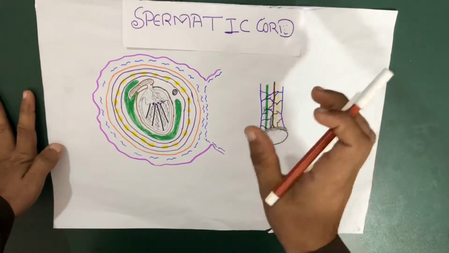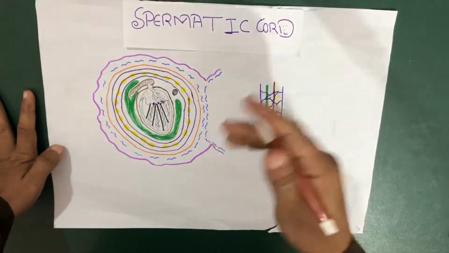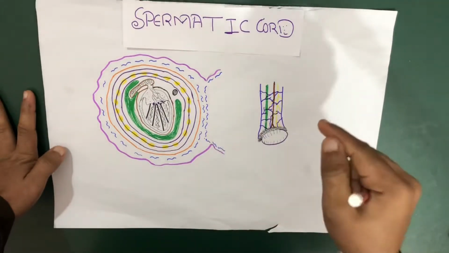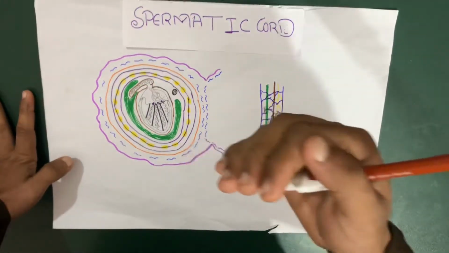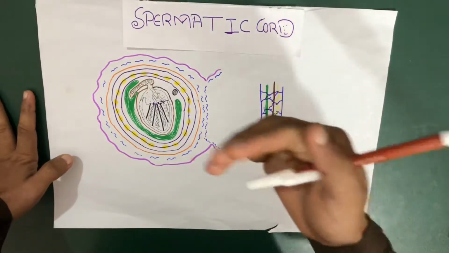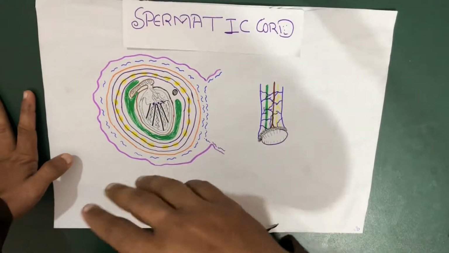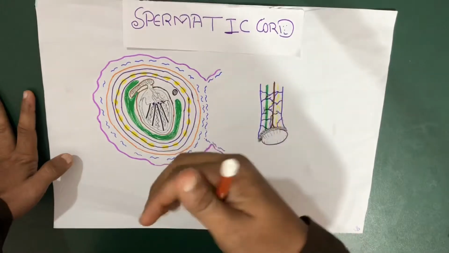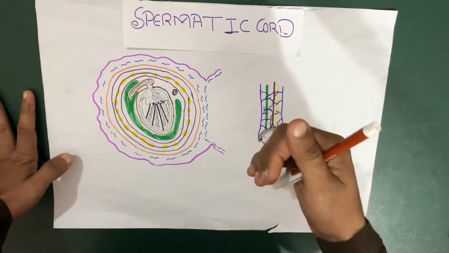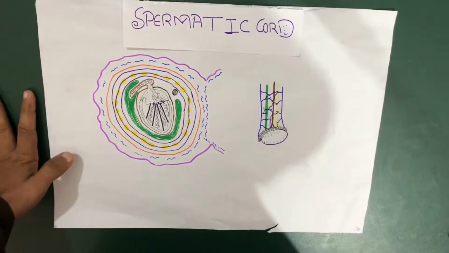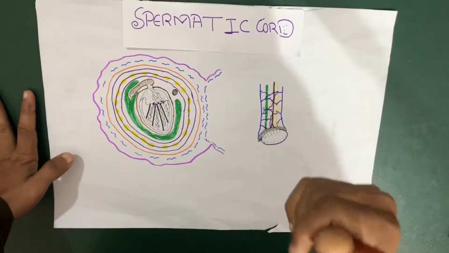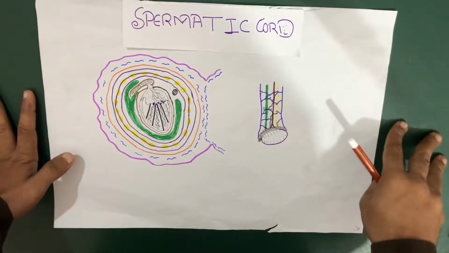Remember, the spermatic cord is actually a collection of structures that pass through the inguinal canal. They can go towards the testis or come out of the testis. All these structures are crossing the inguinal canal and moving towards the testis or out of the testis. And remember this one: the spermatic cord always begins at the deep inguinal ring.